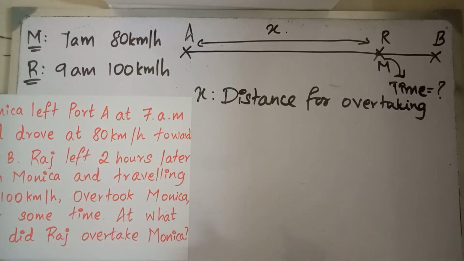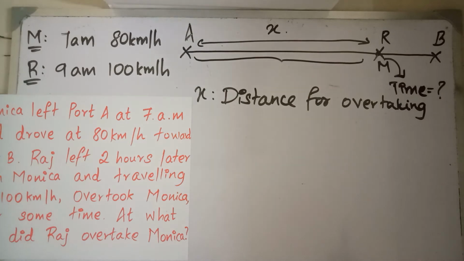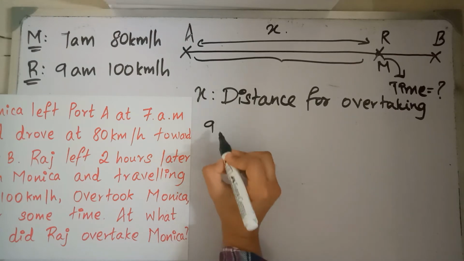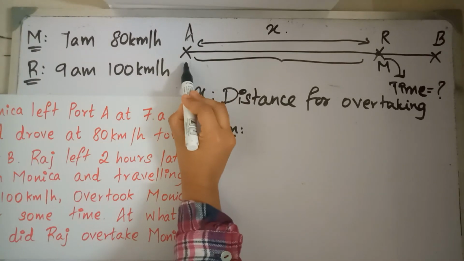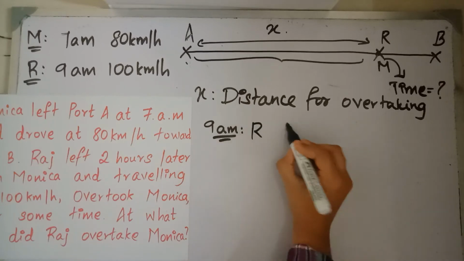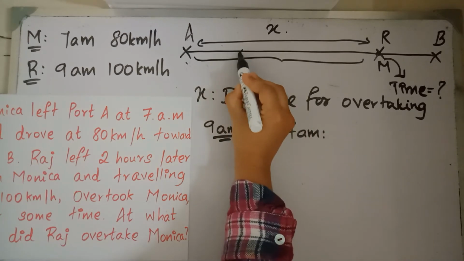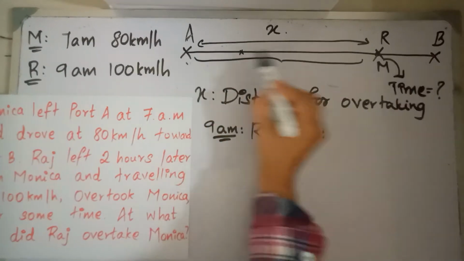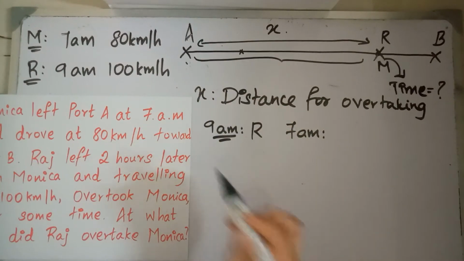Now let's look at 9 o'clock. At 9 o'clock, Raj has to travel this whole distance of x, because he starts at this point at 9 o'clock. But at 9 o'clock, how much distance has Monica traveled? Because Monica does not have to start from here. She started 2 hours earlier. She didn't start at 9 o'clock. 9 o'clock was Raj. 7 o'clock is Monica. So during these 2 hours, she will be at some point over here. We don't know exactly where, but she won't be here. She'll be somewhere in between this point and this point. So we have to find out how much distance she has covered at 9 o'clock.